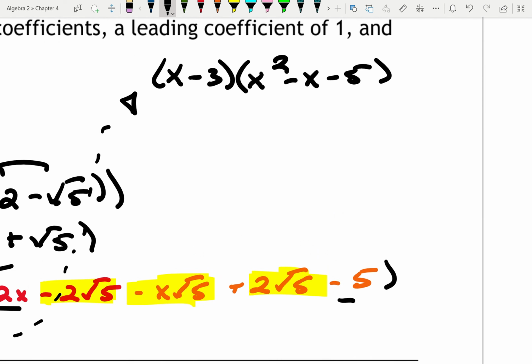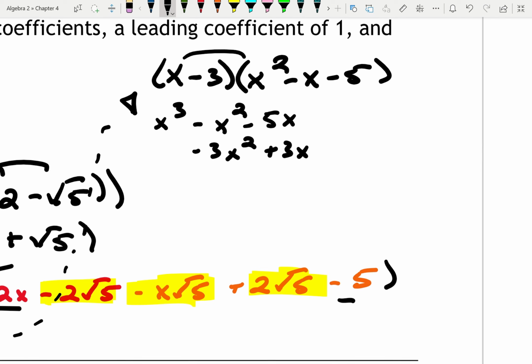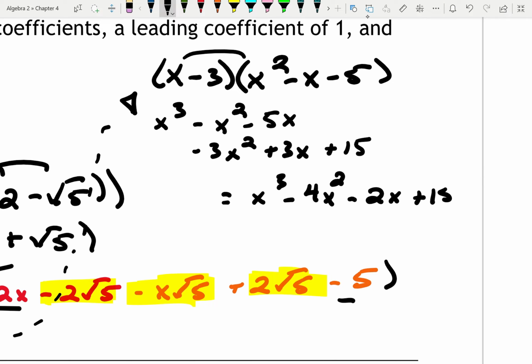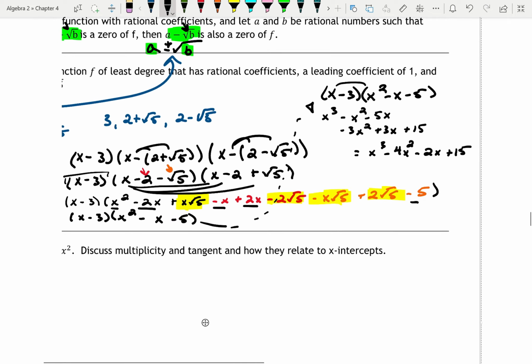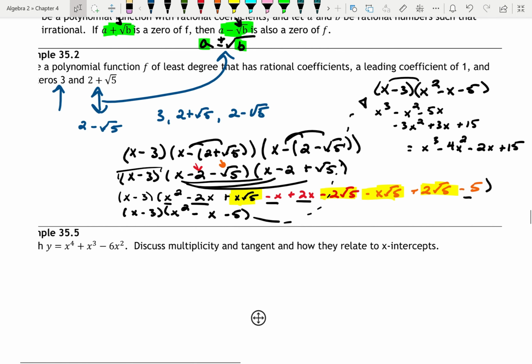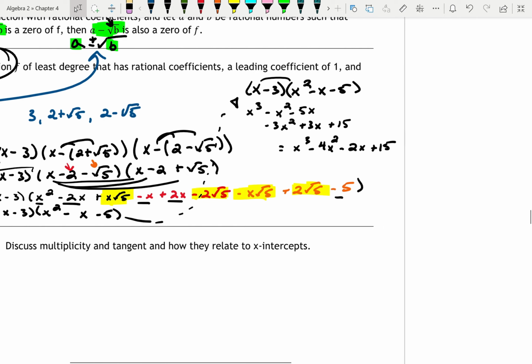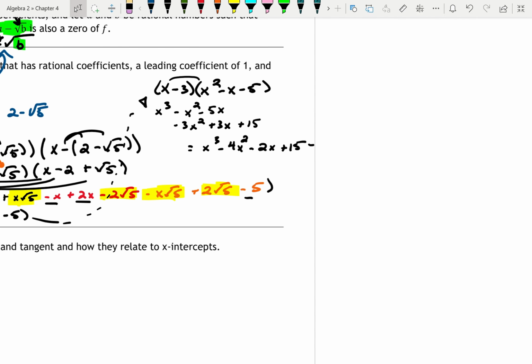Now I need to distribute again. So we're going to have x cubed minus x squared minus 5x minus 3x squared plus 3x plus 15. And whenever I add that up, I get x cubed minus 4x squared, excuse me, minus 2x and then plus 15. So that's going to be my answer. Now we need to make sure that we wrote it in a nice way. They said they wanted it to be a function. So I'm going to say that this guy is equal to f of x, where f is a function there.